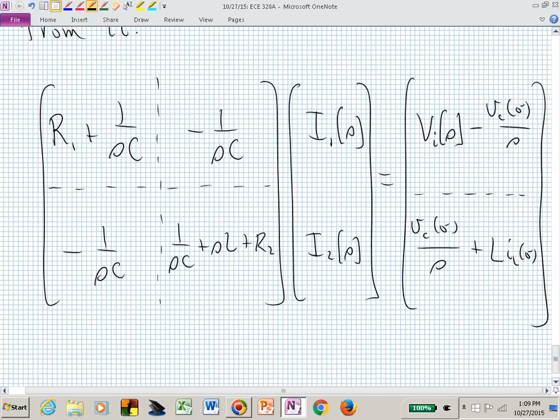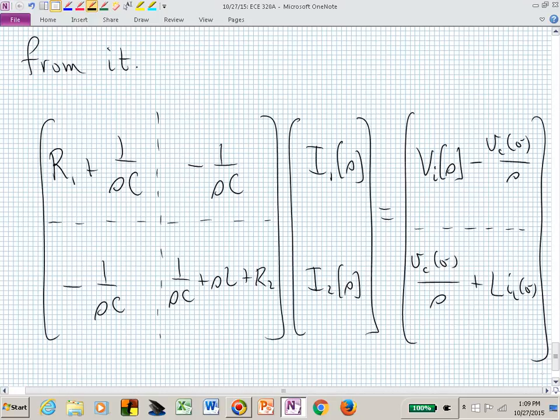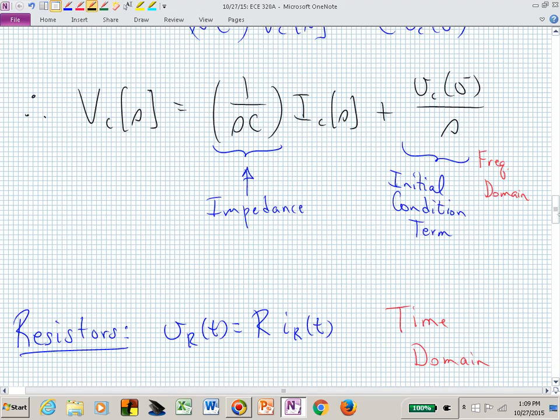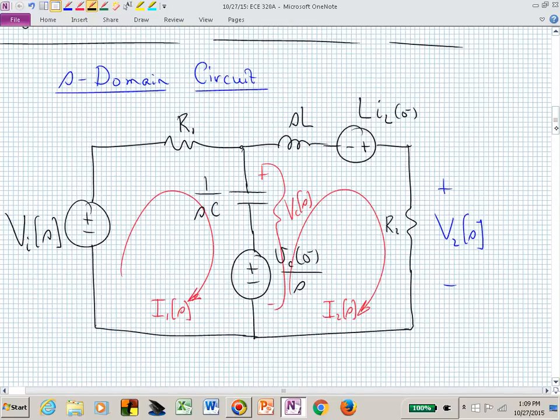So now in the second equation, we're doing exactly the same thing, except remember that 2, 1 entry in that matrix is multiplying I1. And if we write our mesh equation for this second mesh, we're now wanting the drop to go from bottom to top. So now we have 1 over SC times I2 minus I1.